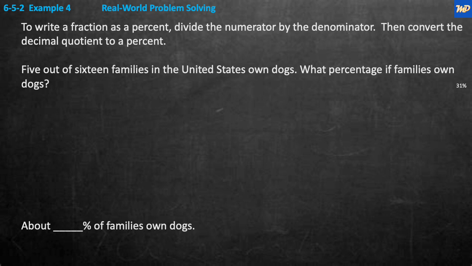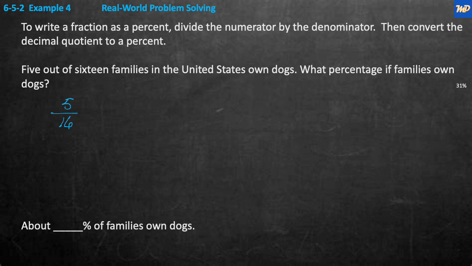Example 4, a real-world problem we're going to solve here. It says write a fraction as a percentage. Divide the numerator by the denominator. Then convert the decimal quotient to a percent. Okay. 5 out of 16 families in the United States own dogs. 5 out of 16. What percentage of families owns dogs? So in order to do this, we're going to have to take 5 and divide it by 16.